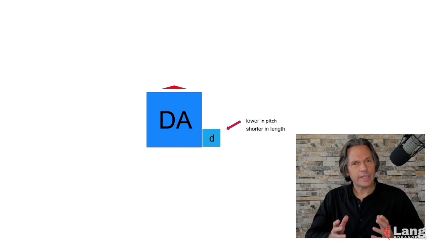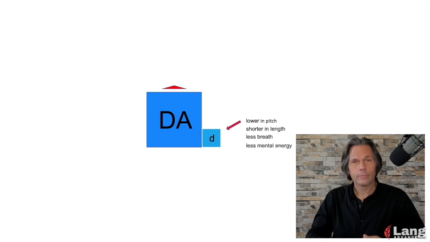Once again, this is the same behavior we saw in pattern 2A. As with pattern 2A, these last 2 points are true as well. There is less breath and less mental energy used to make the unstressed syllable.